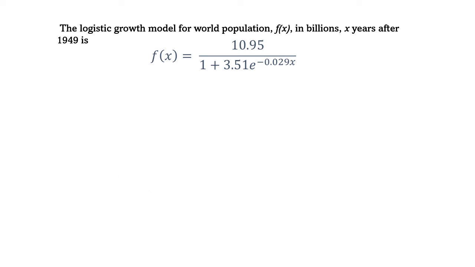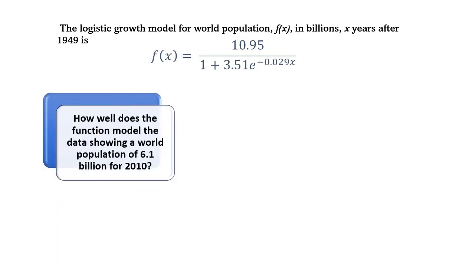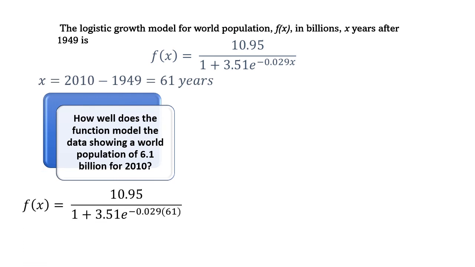Now we have another logistic model for the world population, where f of x is the world population in billions, x years after 1949. How well does the function model the data showing a world population of 6.1 billion for 2010? So first we're going to find the time elapsed, that's 61 years. So we're going to plug in 61 for x. After calculating, we found that the world population was 6.9, which is not that bad. So the function models the data quite well.